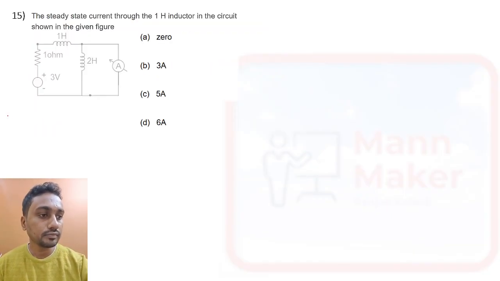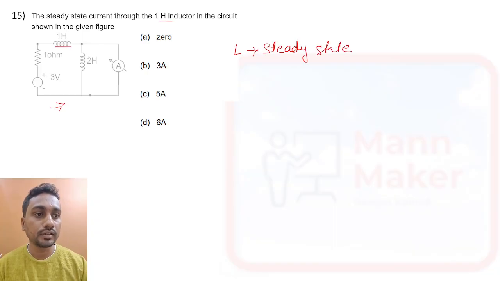Okay, now next question. The steady state current through the 1 Henry inductor in the circuit shown in the given figure. So we have this figure. Okay, we have this figure. We need to find current in 1 Henry inductor. So one thing you need to know about inductor, when it is in steady state, it behaves as short circuit.